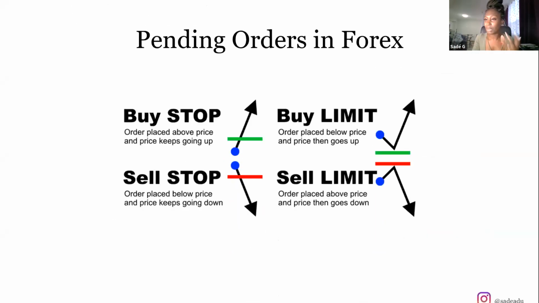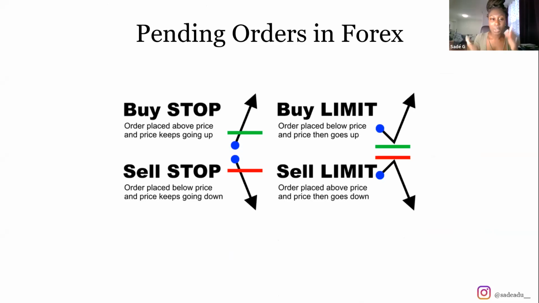Now guys, we understand that we have pending orders in Forex. We've got our buy stop, sell stop, buy limit, sell limit, and we're definitely going to be using this in Theta, because you're actually getting 2 trades in 1 alert. Right, so we know our buy stop is placed when the order is placed above price and price keeps going up, right?